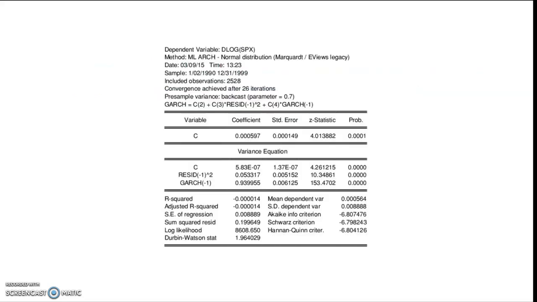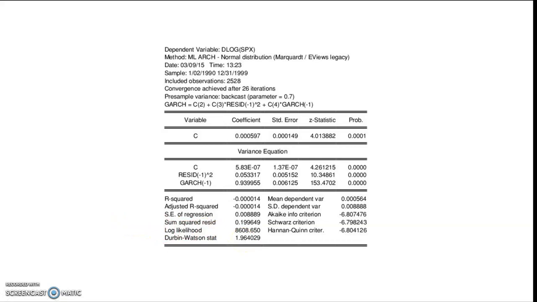The output is represented below, and here we can see this is the estimated output. So the method is ML ARCH and normal distribution, and here is the specification of the model, and this is the backcast parameter, which is equal to 0.7, and this is the variable constant. This is the coefficient, standard error, z statistic, and probability value, and this is the variance equation. And here in this lower panel we see various other statistics, that is R squared, adjusted R squared, standard error of regression, the Durbin-Watson, and so on.